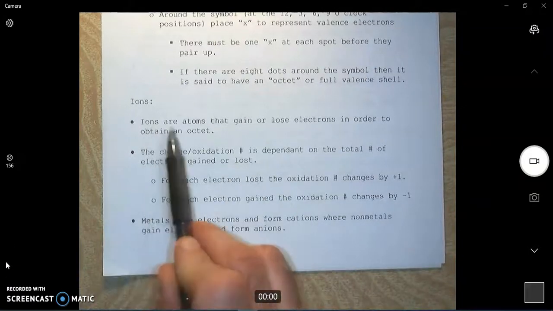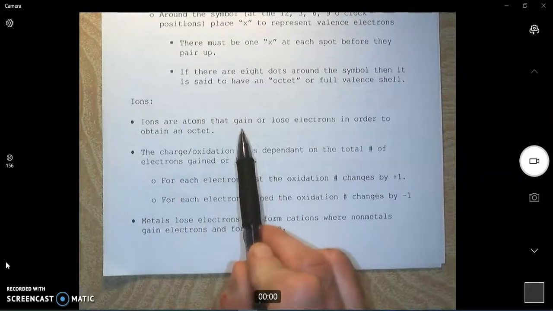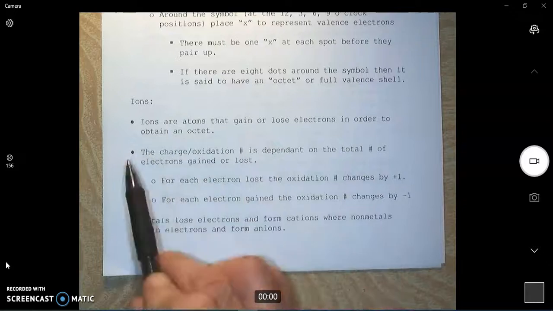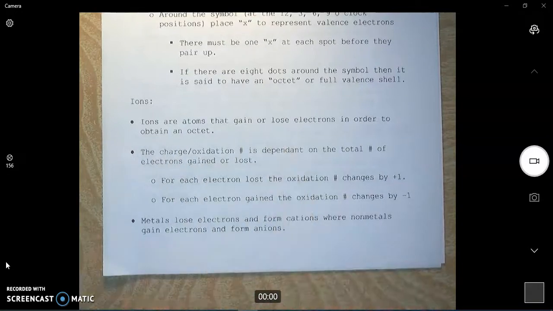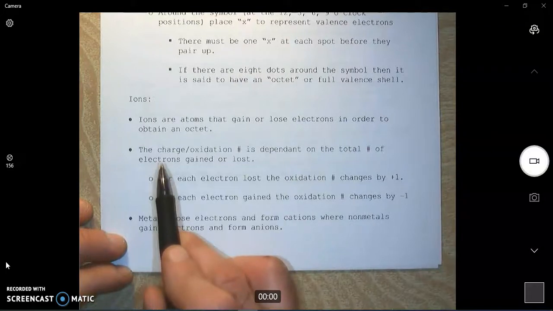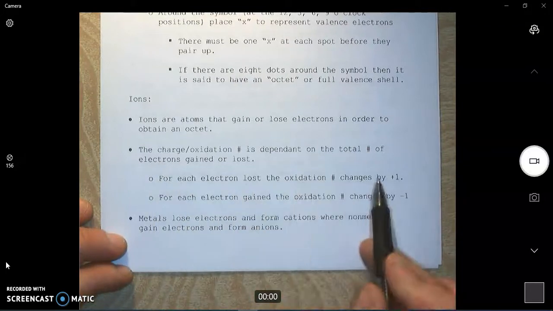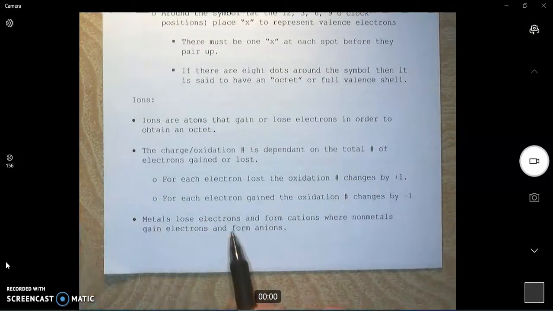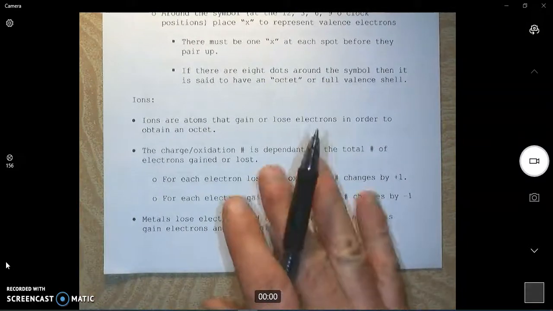So remember, ions are atoms that have an overall charge because they gain or lose electrons to get a full S and P. So they're trying to get that noble gas configuration. They're trying to get a full highest energy level S and P sublevel. To do that, remember that every electron lost gives you a plus charge, and every electron gained gives you a -1 charge. Metals lose electrons and form positive ions, non-metals gain and form anions, negatives.